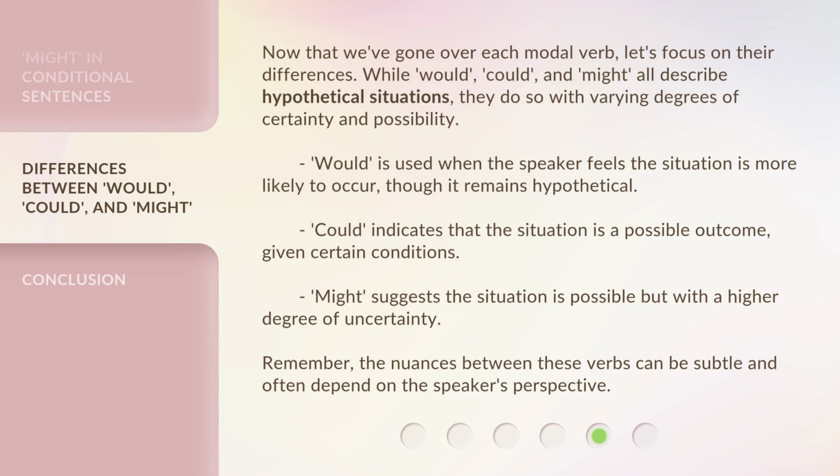Now that we've gone over each modal verb, let's focus on their differences. While would, could, and might all describe hypothetical situations, they do so with varying degrees of certainty and possibility. Would is used when the speaker feels the situation is more likely to occur, though it remains hypothetical. Could indicates that the situation is a possible outcome, given certain conditions. Might suggests the situation is possible but with a higher degree of uncertainty. Remember, the nuances between these verbs can be subtle and often depend on the speaker's perspective.